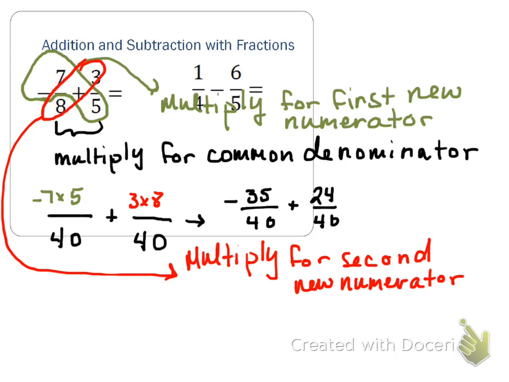From there I can have negative 7 times 5 is negative 35. 3 times 8 is 24, so I have negative 35 over 40 plus 24 over 40.